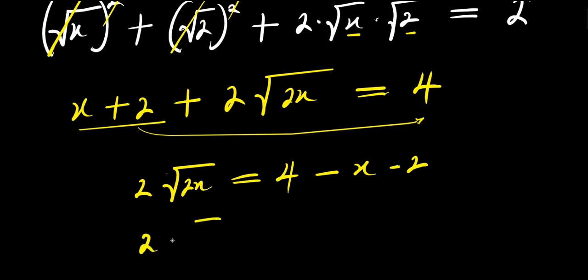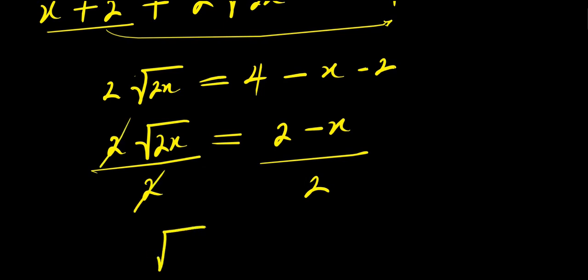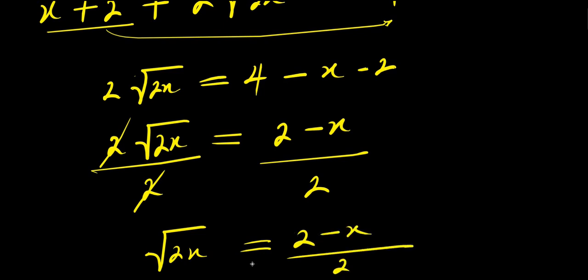So from here, I have 2 times root 2x equals 4 minus 2, that is 2 minus x. I divide this by 2, divide this by 2, 2 eliminates 2. I have root 2x equals 2 minus x divided by 2.